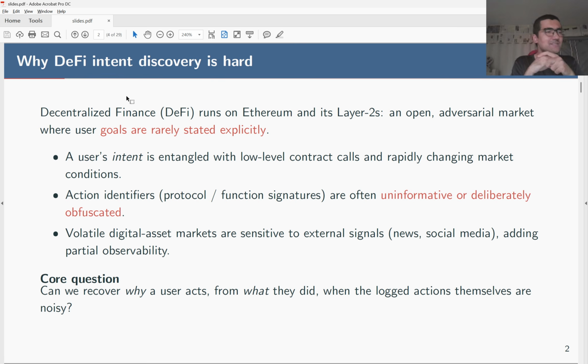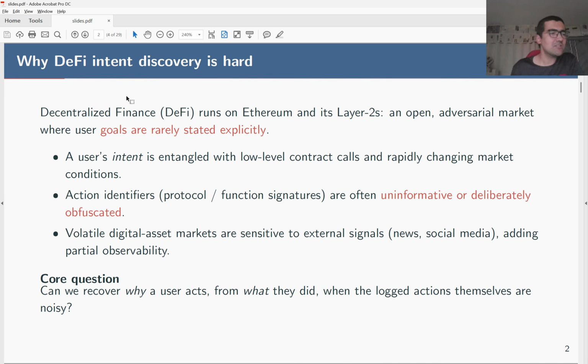So why is this problem hard in the first place? Decentralized finance runs on Ethereum and its layer 2 networks, an open and frankly adversarial financial environment where users almost never state their goals explicitly. The challenge is that a user's intent, the objective behind a sequence of transactions, is tangled up with low-level contract calls and with market conditions that change block by block.